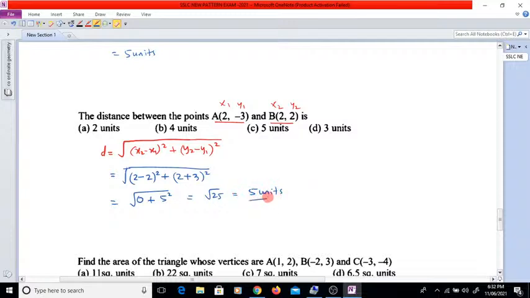So these are some multiple choice questions on the chapter coordinate geometry.